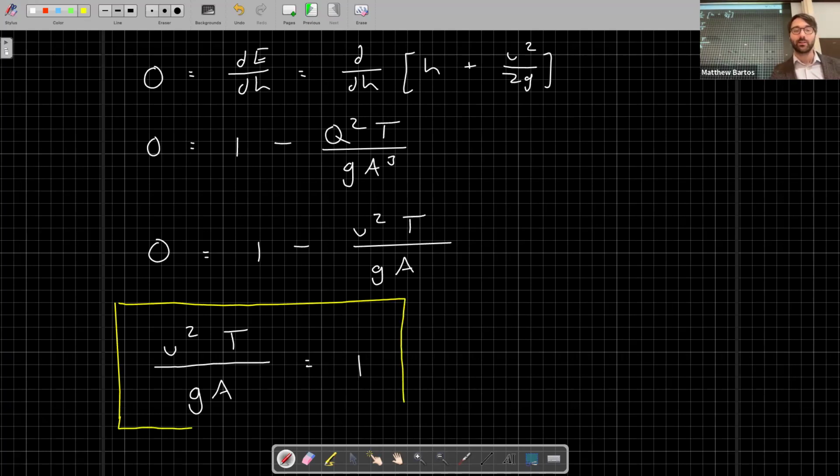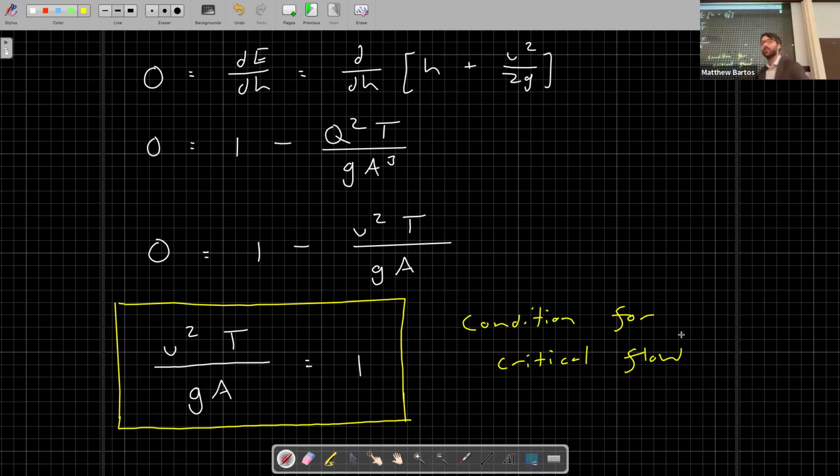And this applies for any hydraulic geometry. This is our condition for critical flow. So we have that critical flow occurs when this quantity here is equal to 1. Does that remind you of anything from fluid mechanics? Critical flow occurs when something is equal to 1. That's something that you covered? Oh, yes. Not Reynolds number, another number. Yeah. Froude number, very good.